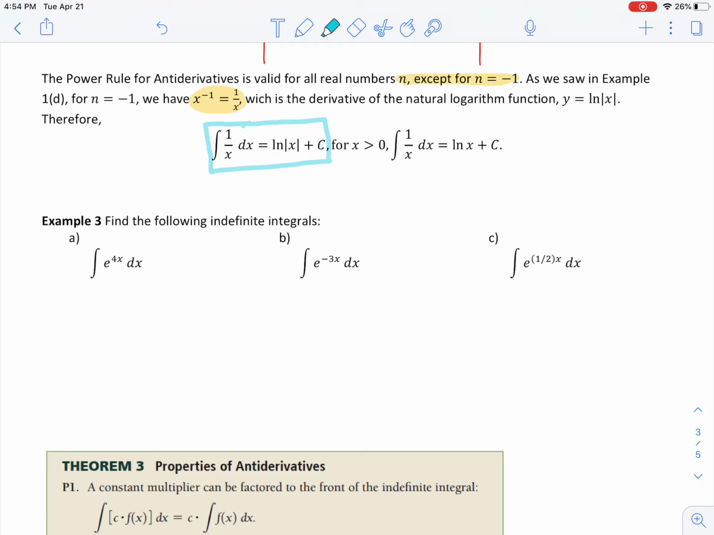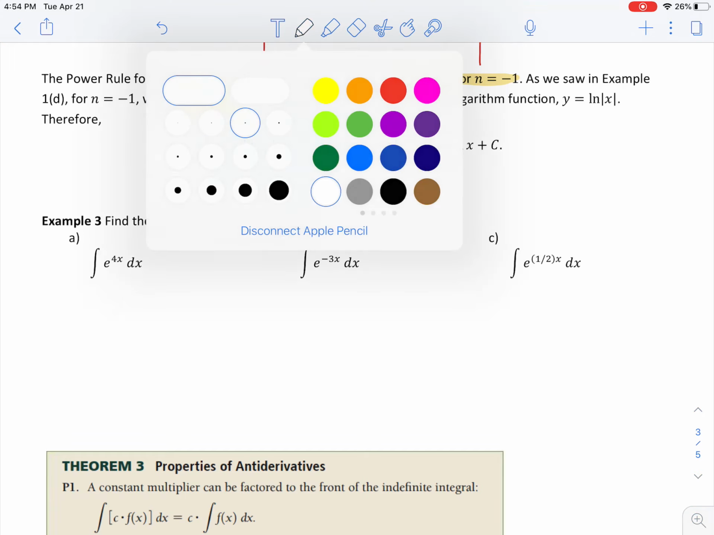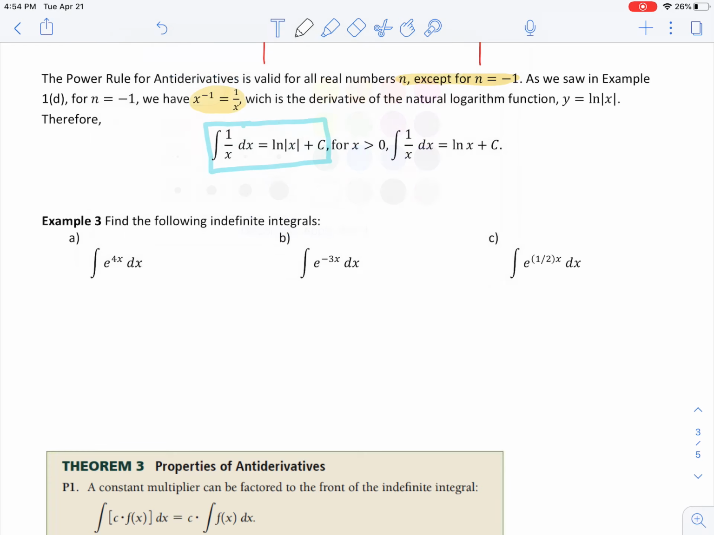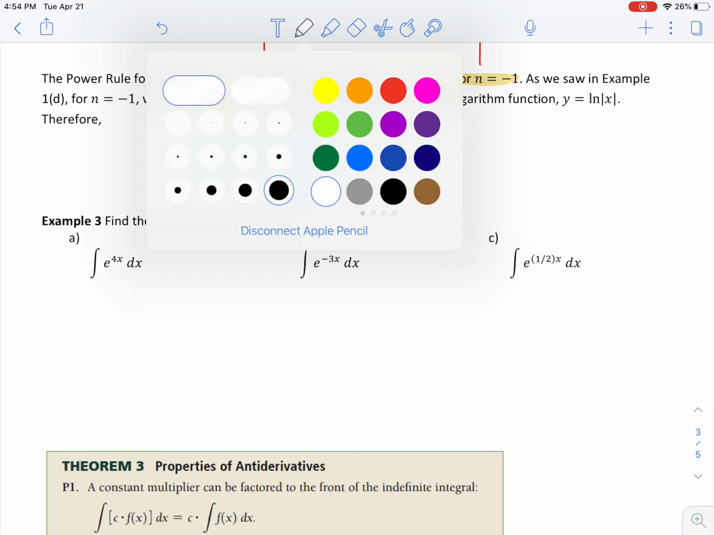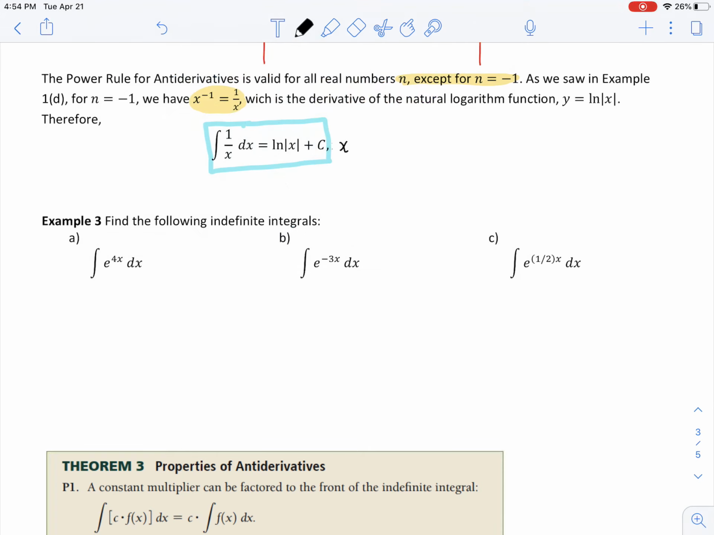right? And this is what I talked about: if you take the integral of 1 over x dx, that comes out to be natural log of absolute value of x plus c for x greater than 0. And I like that. So if you can, I'm going to pick a white pen and hide this part. Put that absolute value. Do that for me, okay?